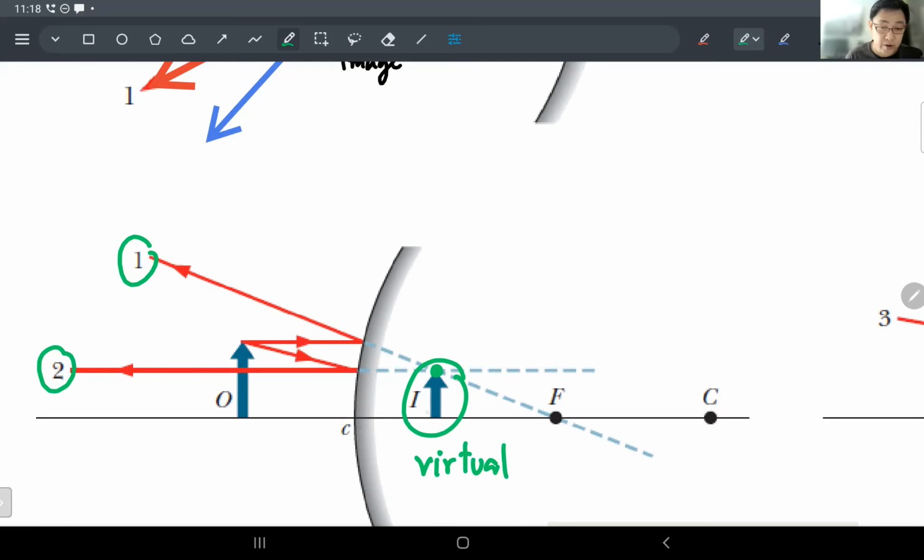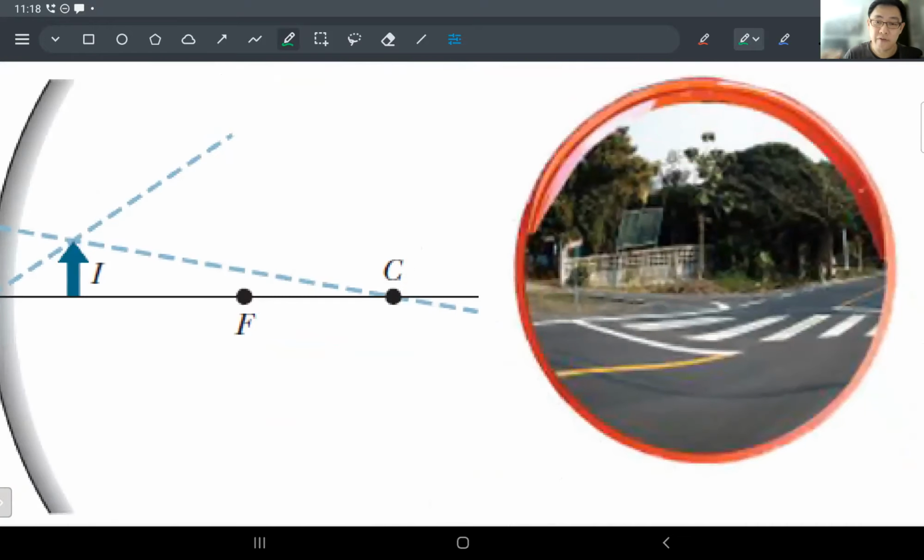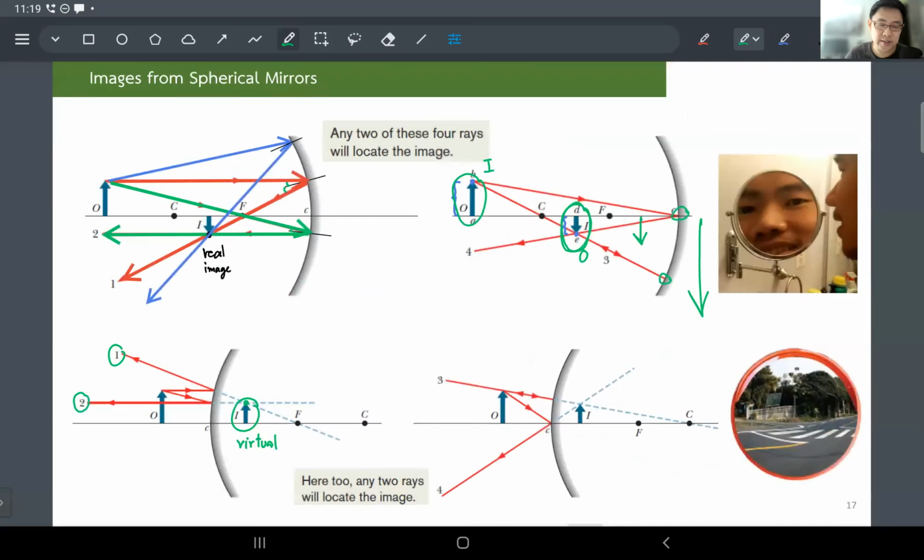One thing you can notice here is the size of the image is going to be smaller, but it's still upright. This is the scenario you saw from the street corner, with the huge convex mirror that allows you to see the other side of the corner. If you look at the image in the mirror, the size is smaller, but it's still right side up. Cool. That's pretty much the things you can notice around you.